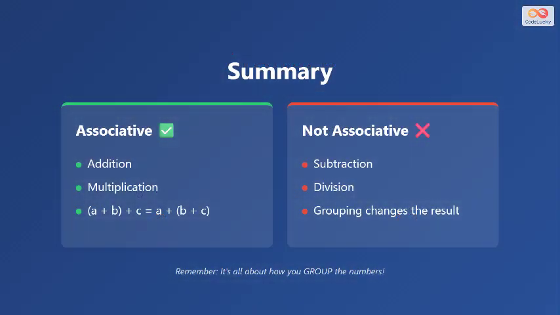To summarize what we learned today, the associative property works for addition and multiplication. You can move the parentheses around, and the answer stays the same. However, it does not work for subtraction or division, where the order of grouping is very important. Remember, it is all about how you group the numbers.